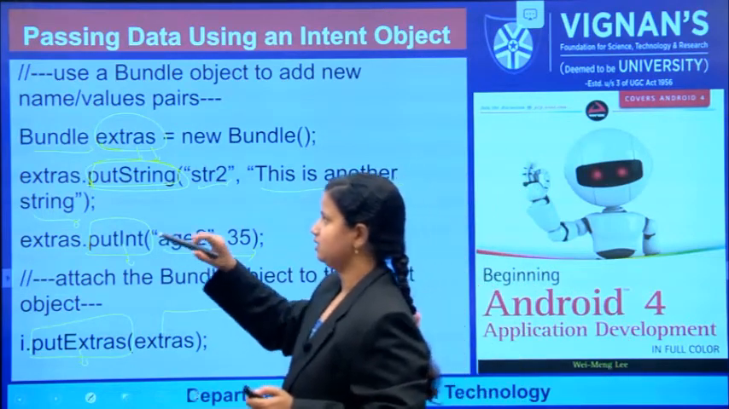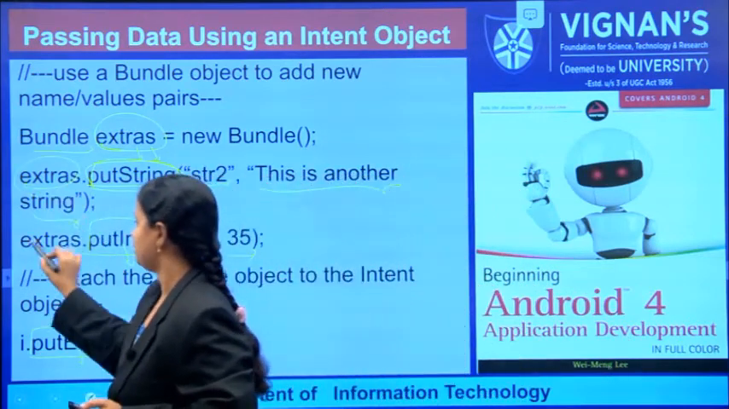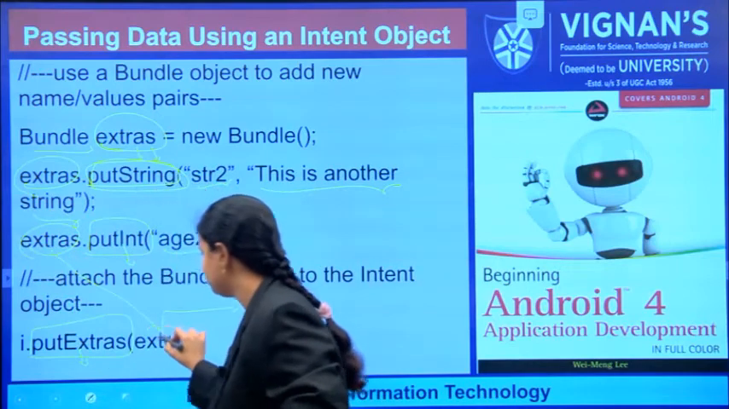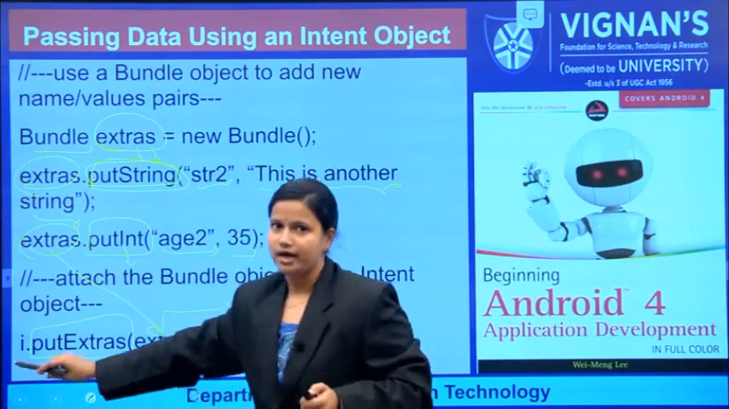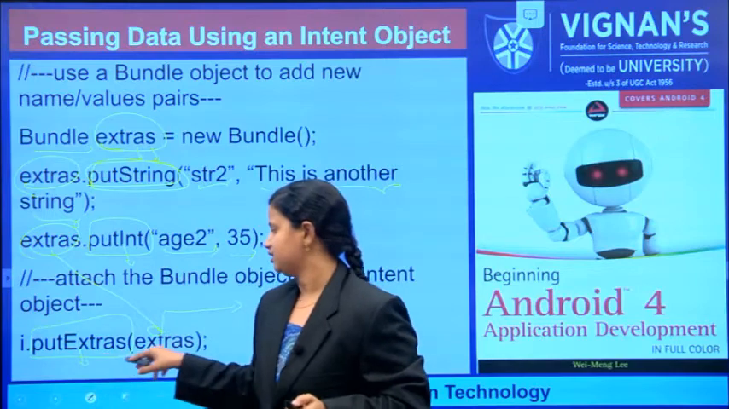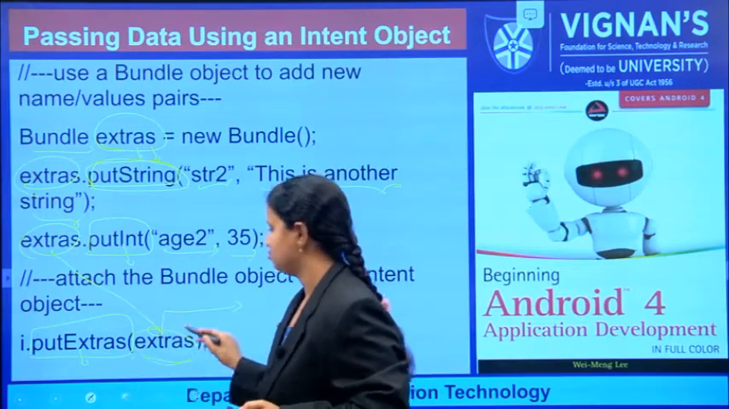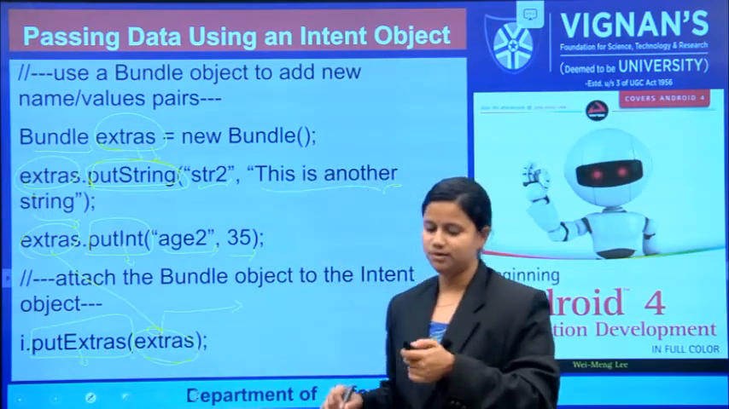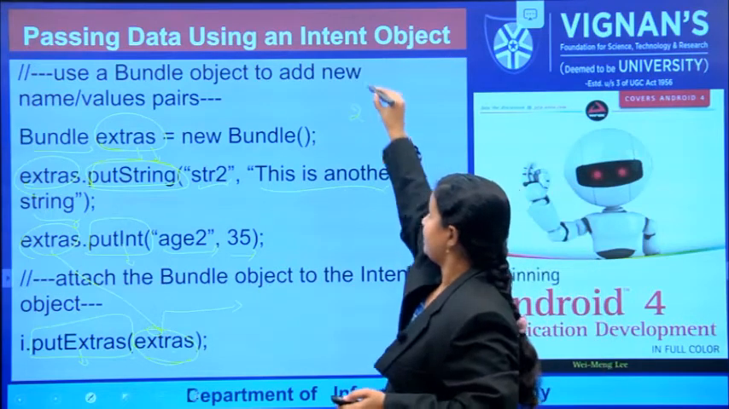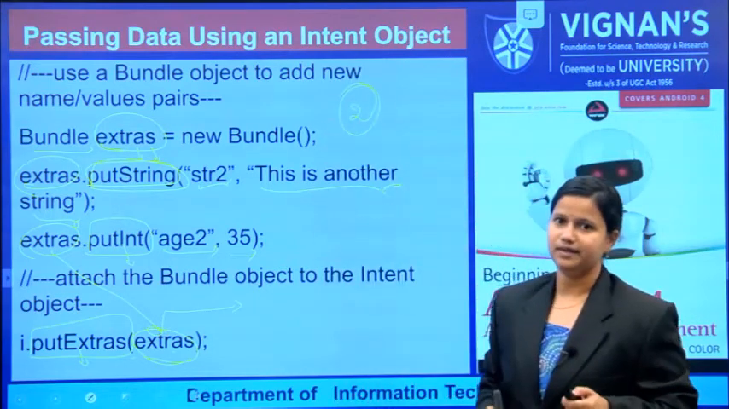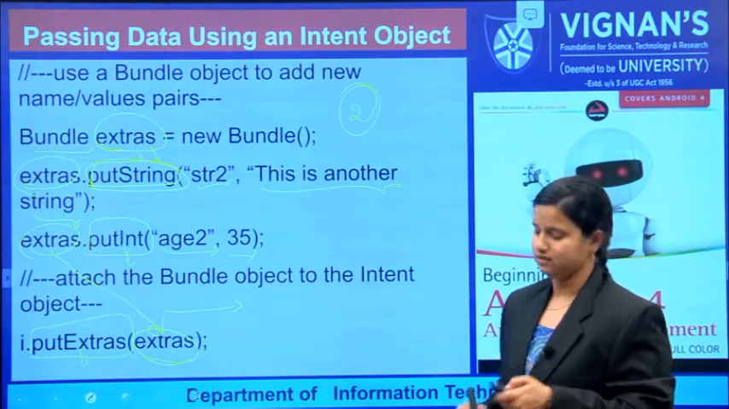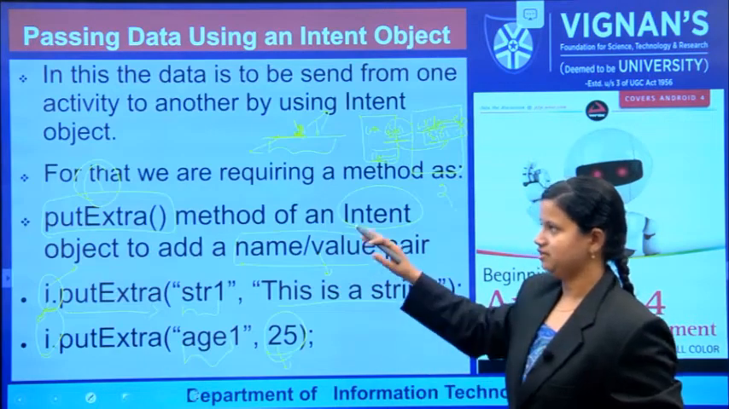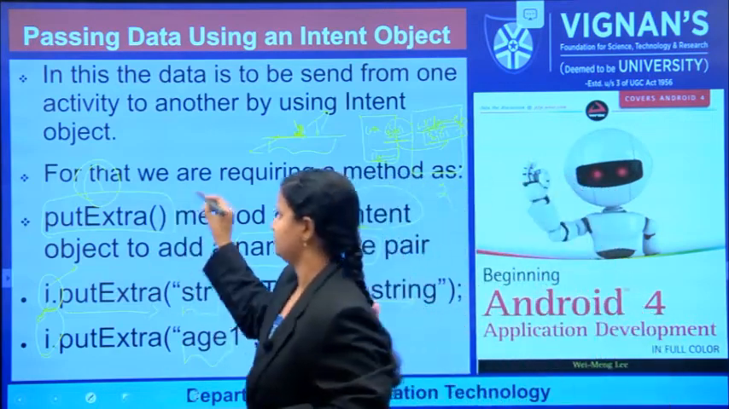So, after setting all the information to the bundle object, that bundle object will be passed here, that means intent.putExtras of this bundle object. In the previous one, this is the second way we have to set the data for the intent object.